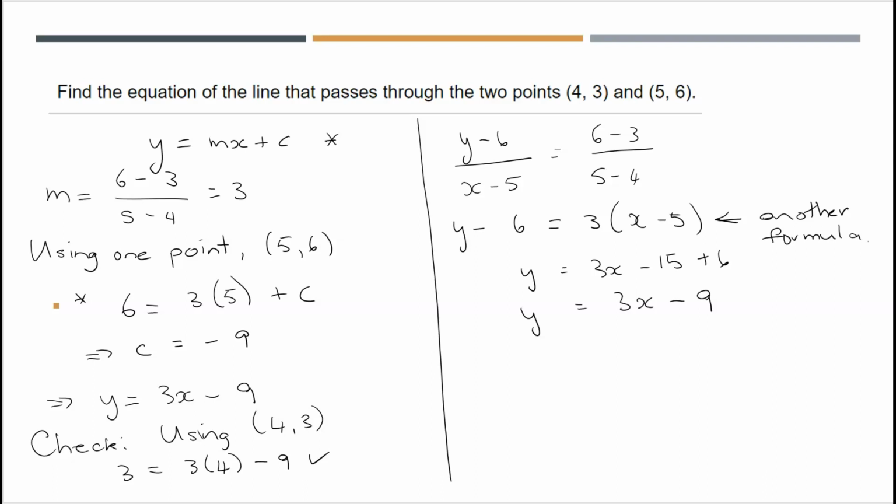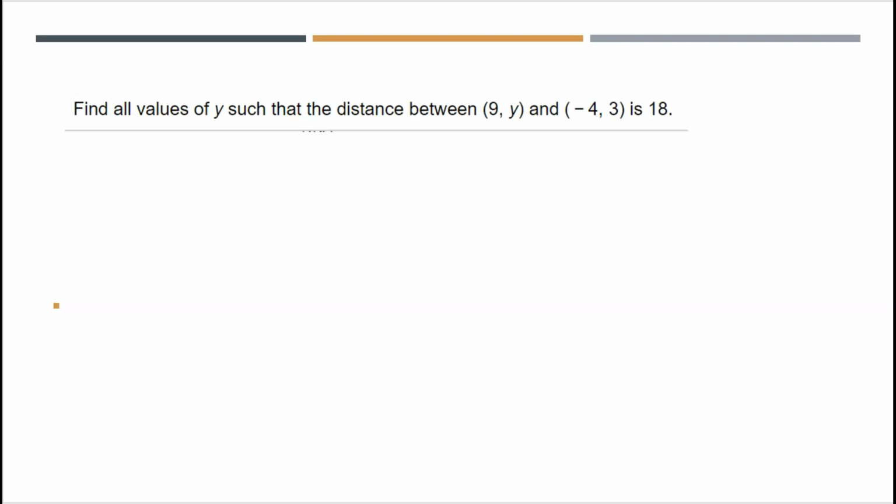Now the next one, you are given 2 points, but one of the values is unknown. Now this time you are told the distance between the 2 points, so that means we can use the formula for that and hopefully find the missing bit of information. So we'd start off by saying that 18 is equal to, and this formula is in your notes, the square root of -4 minus 9 squared plus 3 minus y squared. All right, we need to do a bit of expansion.